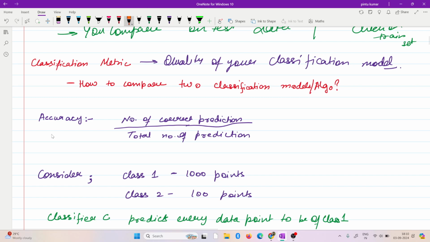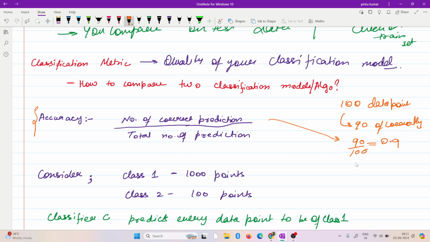This is the most intuitive one. Let's say you have 100 data points, and you classify 90 of them correctly. What is the fraction of points that you have classified correctly? That is 90 by 100, right? So accuracy is just this quantity. It's the number of correct predictions divided by the total number of predictions that you're making. So the accuracy over here would be 0.9. Some people write it in terms of percentage, then you will write 90%. So this is what accuracy is.